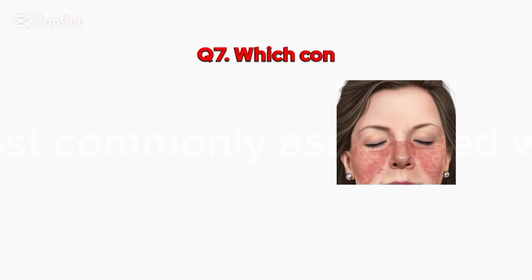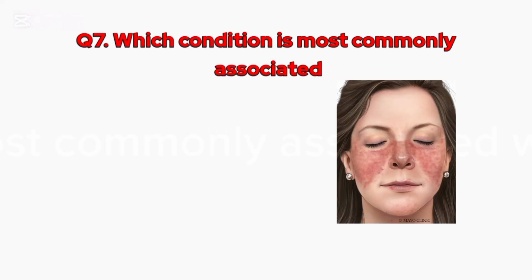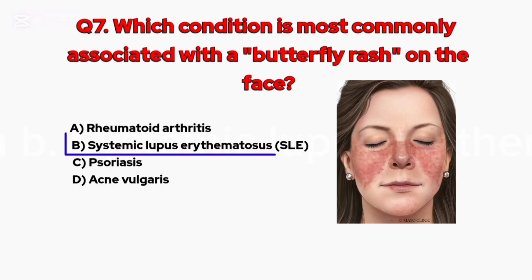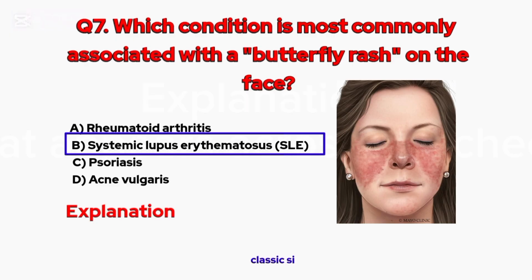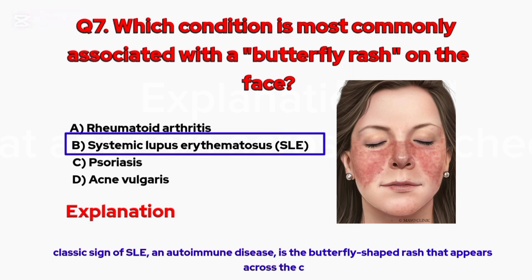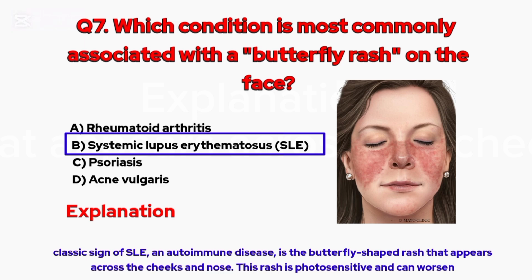Question 7. Which condition is most commonly associated with a butterfly rash on the face? Correct option B, systemic lupus erythematosus, SLE. Explanation. A classic sign of SLE, an autoimmune disease, is the butterfly-shaped rash that appears across the cheeks and nose. This rash is photosensitive and can worsen with sun exposure.